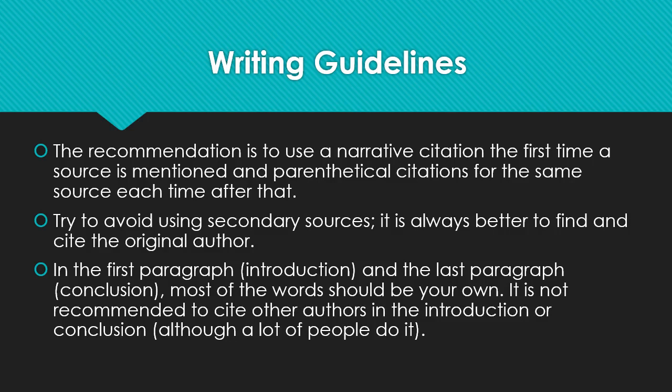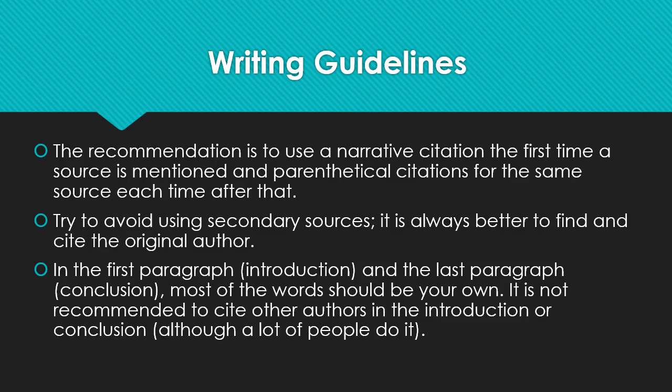Some important writing guidelines are that it's recommended to use a narrative citation, mentioning the author's name in the text of the essay the first time that the source is mentioned, and then after that, use parenthetical citations for the same source. It's also important to avoid using secondary sources. In fact, a lot of journals don't like to publish people who have used secondary sources because it's important to go to the original source and read the original author instead of citing what somebody else said that they said. So it's always better to find the original when possible. Sometimes if it's very old or the source is not available, it's okay to use the secondary source.